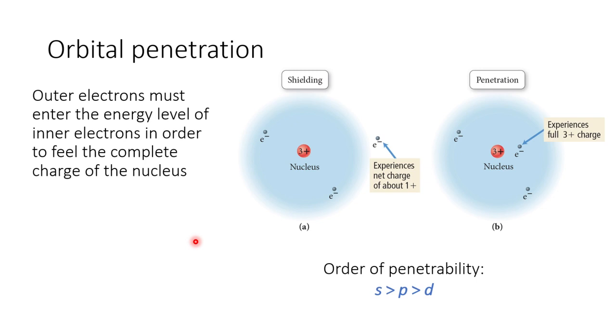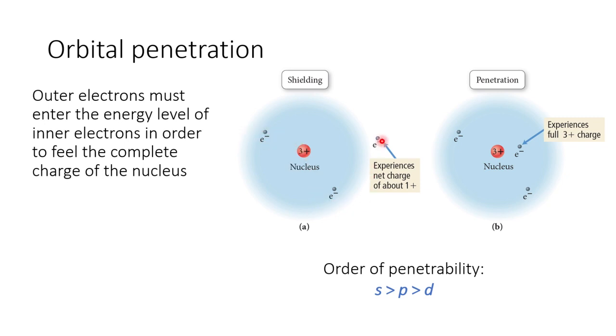So penetration's a little bit of a weird one, but don't worry about it. You can think about it as the English equivalent for the word. It's not really a different concept. Outer electrons have to actually enter the energy level of the inner electrons in order to feel the complete charge of the nucleus. So here we have an ion. We've got a 3+ charge and 2 electrons in here.